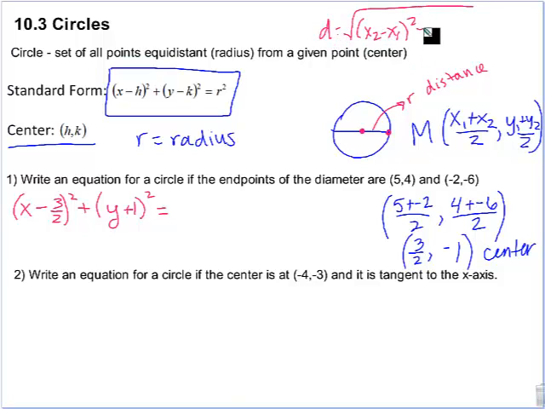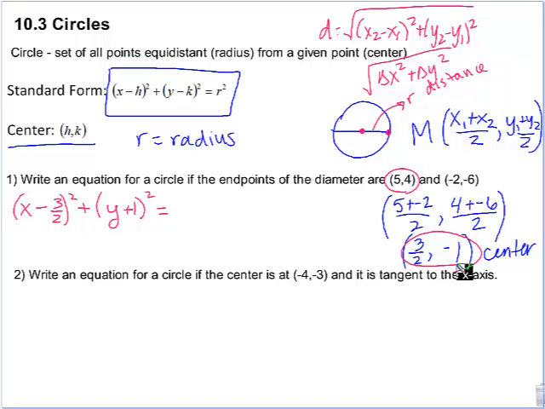The square root of (x2 - x1) squared plus (y2 - y1) squared. Or you can think of change of x squared plus change of y squared. Take the square root of that. Doesn't matter to me which one you think of. You can get the same answer in the end. So does it matter which point you use? Okay, so which point do you want to use with the center? Okay, so we'll do the distance formula between (5, 4) and (3/2, -1).